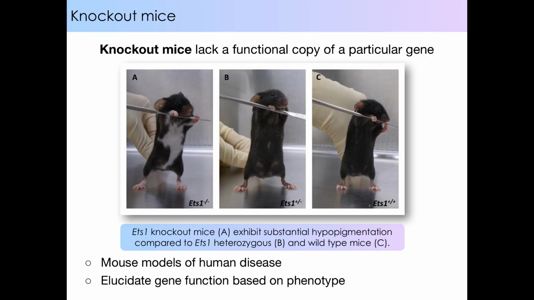Knockout animals can also be used to figure out the function of specific genes based on the phenotype that we see. Now, for example, these pictures show a knockout mouse for the gene ETS1. Based on the phenotype of the mouse, what can you say about the potential function of ETS1 by looking at the phenotype of the knockout compared to the wild type?